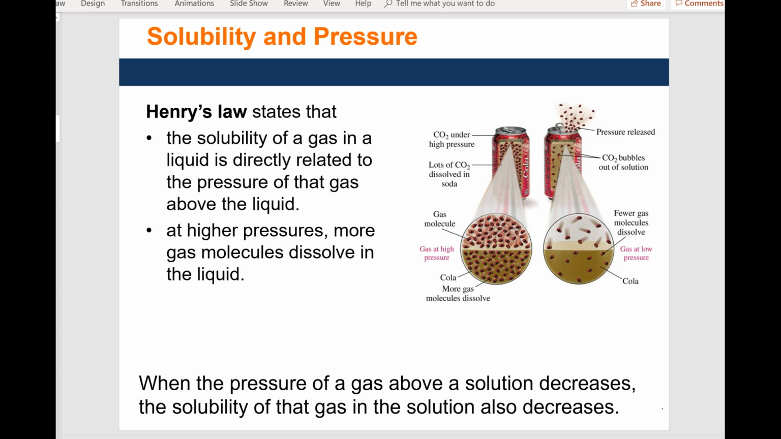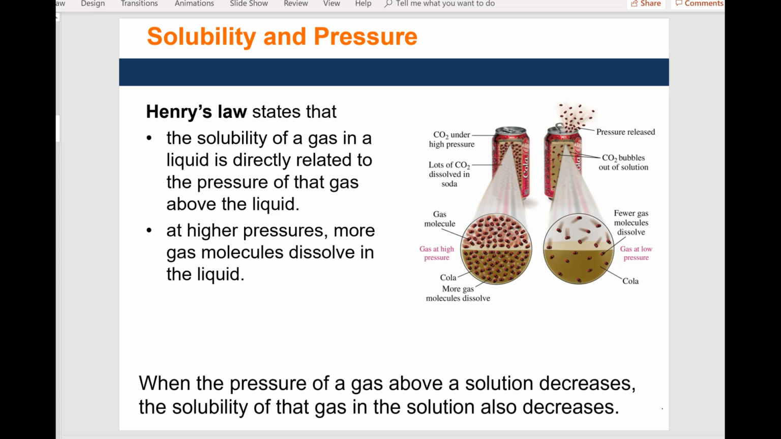And that's known as Henry's law. And Henry's law is this idea that the solubility of gases is directly related to the pressure above that solution of gas and liquid. And the higher the pressure, the more soluble that gas is, the more it's going to be pushed into solution.